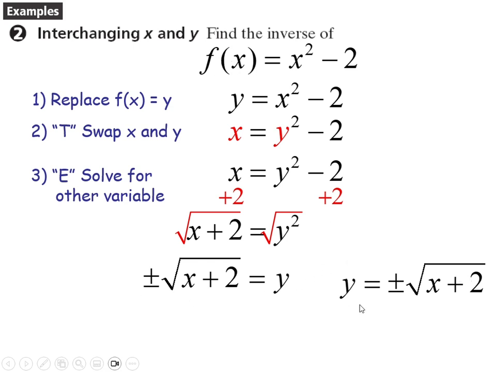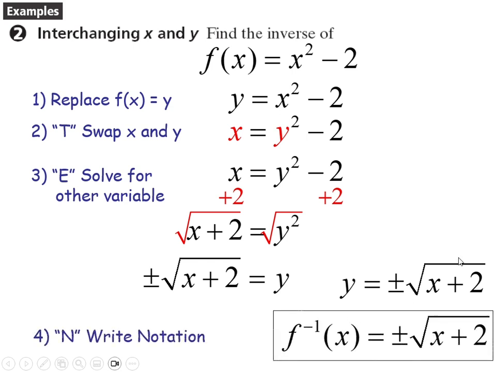Let's bring it back to the f of x, but we're not going to put f of x. We're going to put f inverse of x, and that would be the correct notation. So I wrote T-E-N right here to help you remember. So the t-charts, so the x and y, they're going to swap, okay? The e's, you're solving for the other variable, and the n is writing the notation correctly, okay?